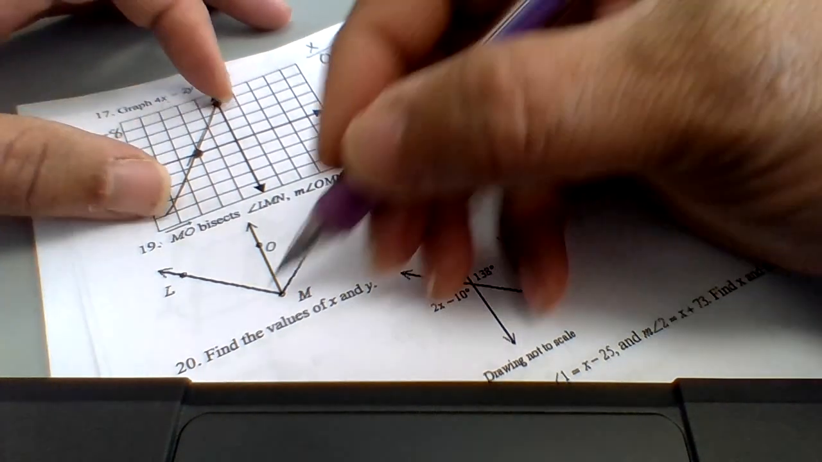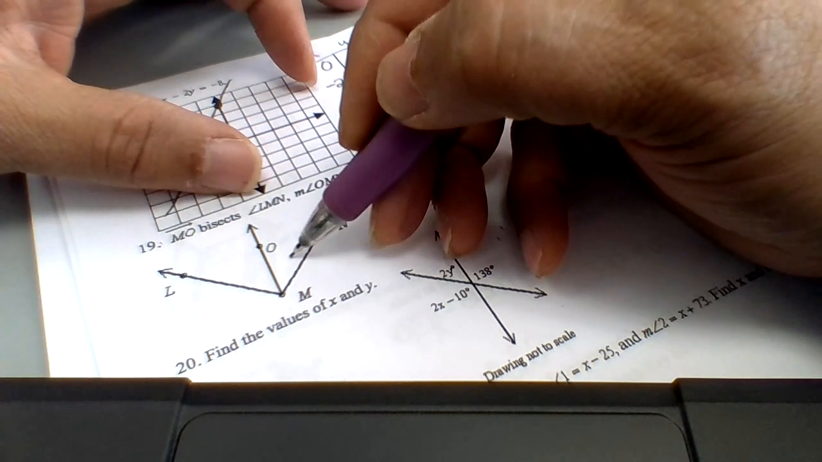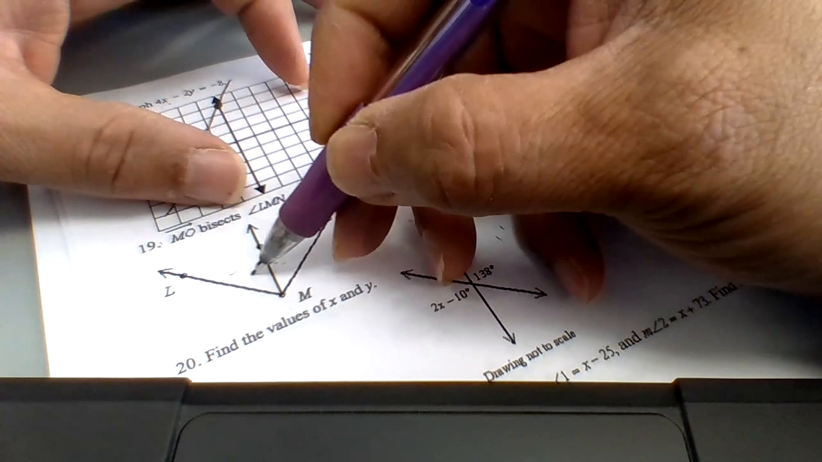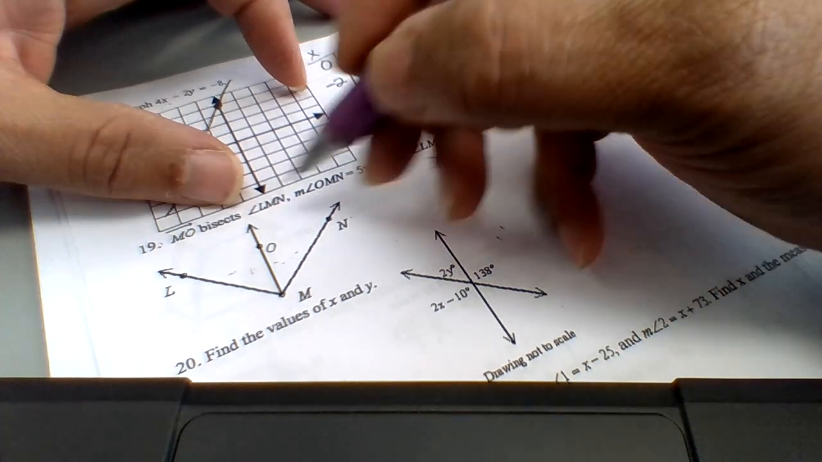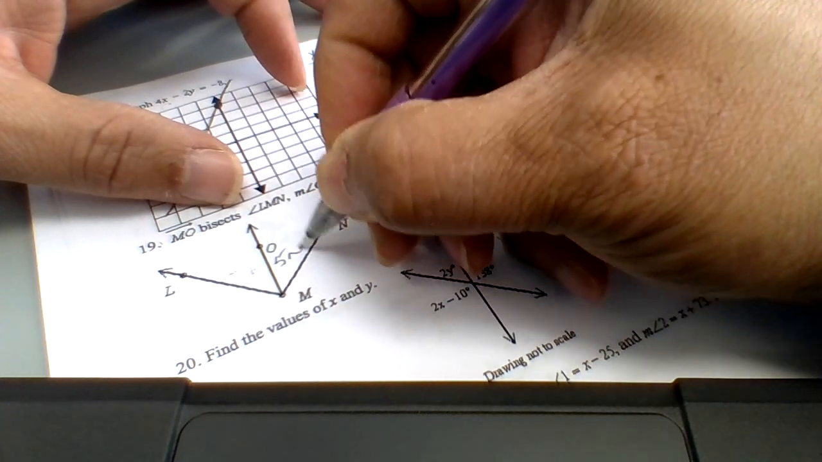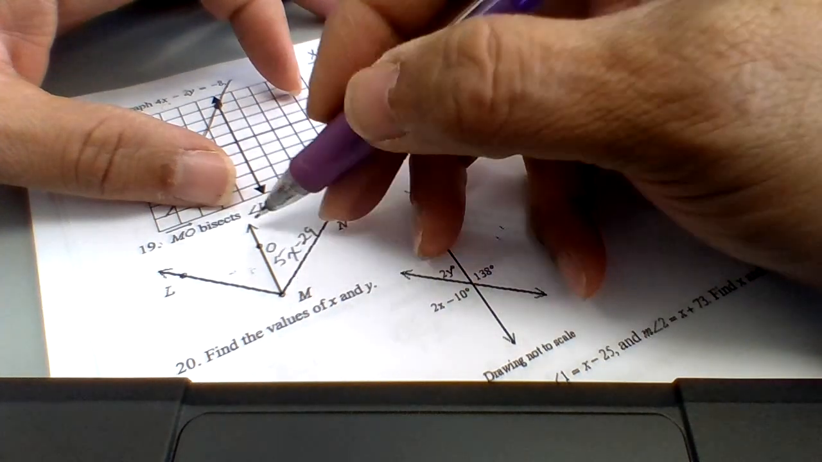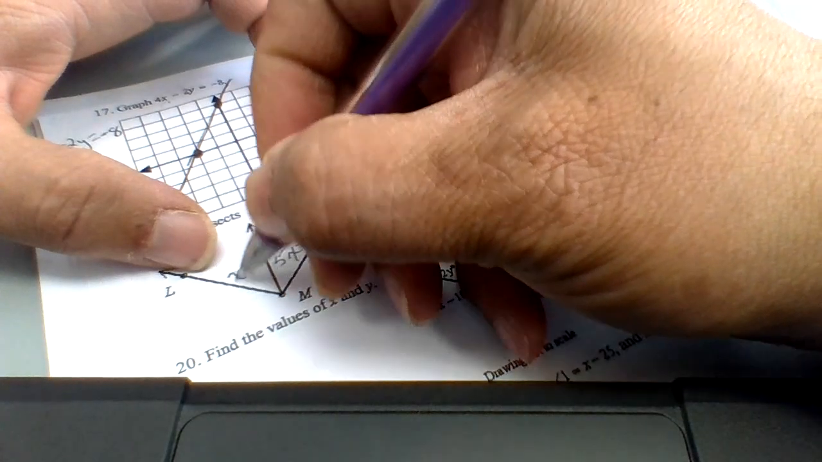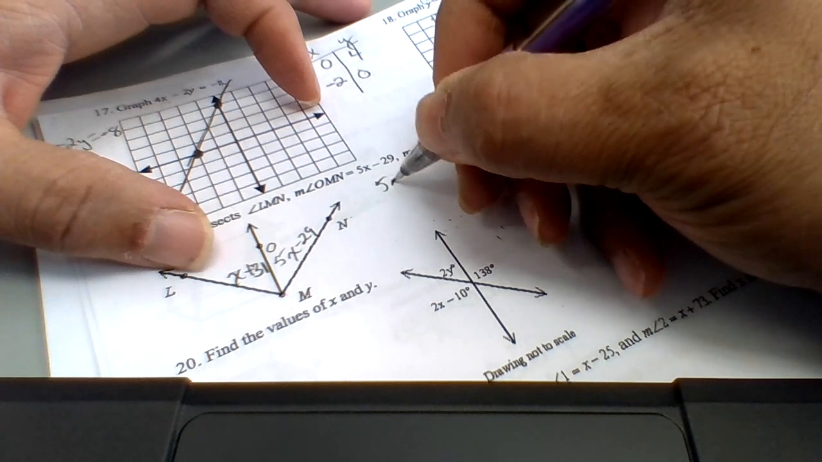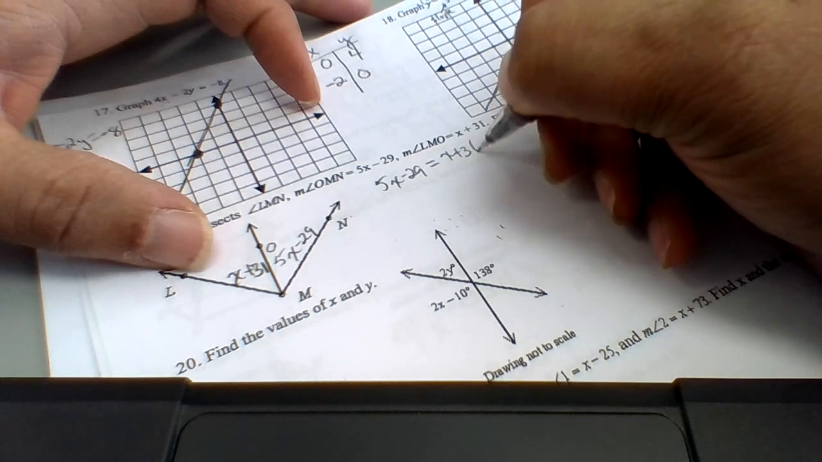MO bisects angle LMN. So it bisects, so it cuts it in half. So that means this part of the angle is equal to this part. So OMN is equal to 5x minus 29. And LMO, this part over here, is x plus 31. So 5x minus 29 equals x plus 31.